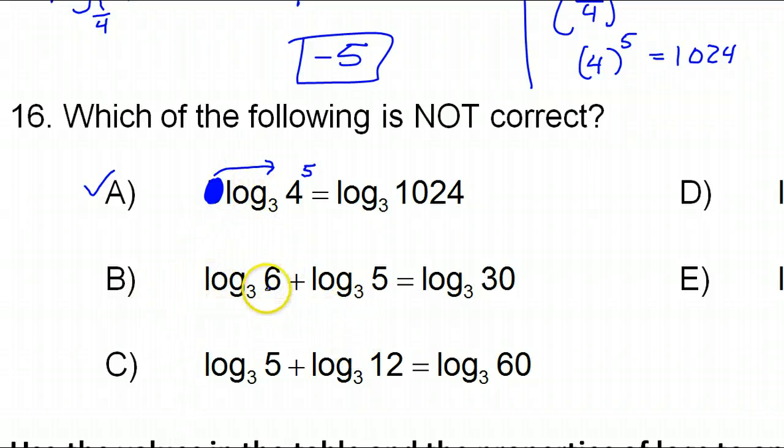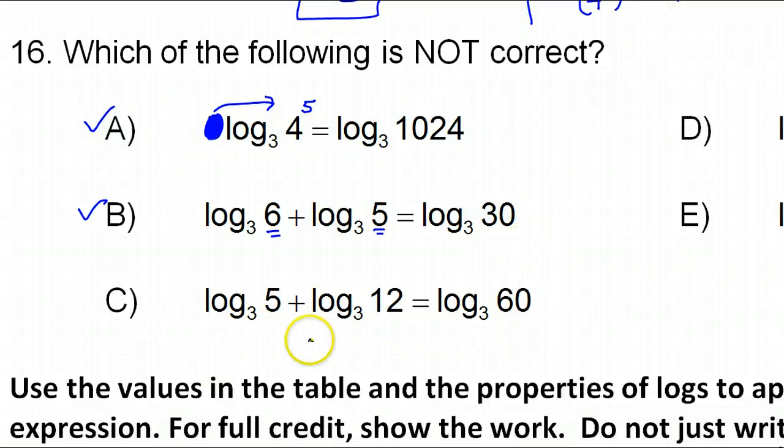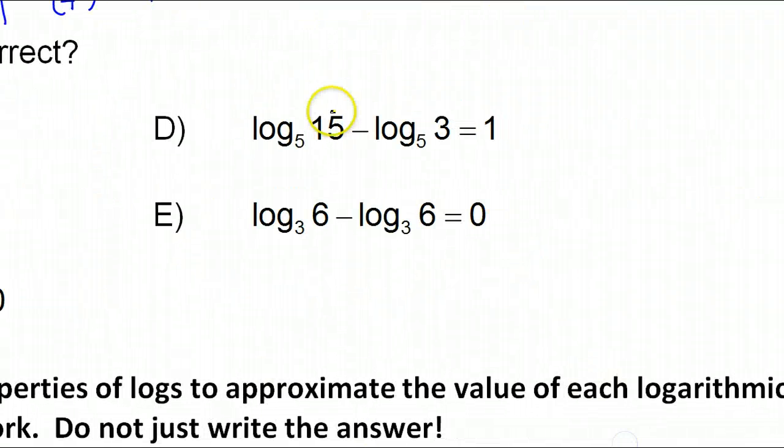So how about B? Well, think of condensing on this one. If you condense this, you're going to wind up multiplying these numbers. 6 times 5 is 30, so that's how this works. So that one is also correct. Same thing for C. If you were to condense these, I should have made one of these division. Anyway, if you can condense these, 5 times 12, that's 60. So that's correct. So we got to keep looking. This one looks weird.